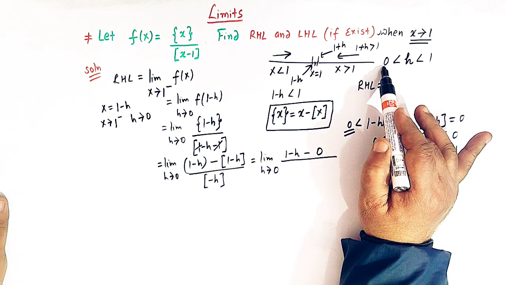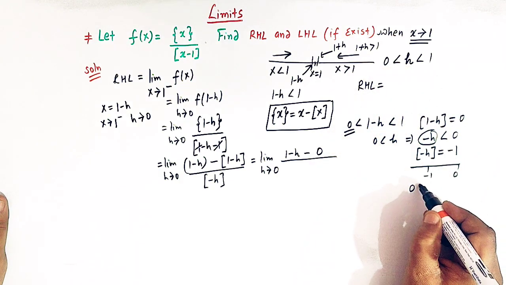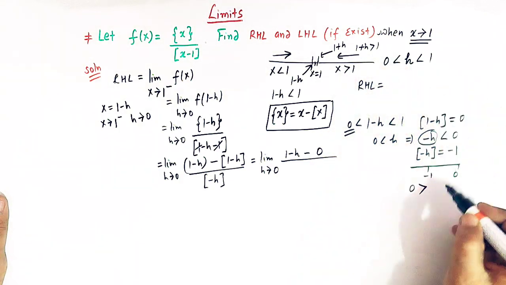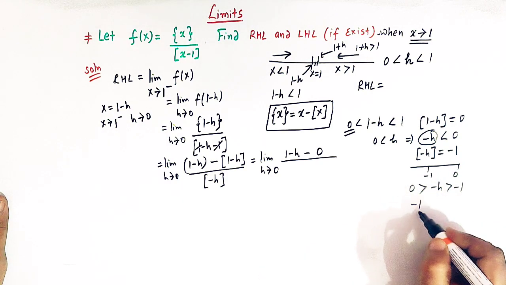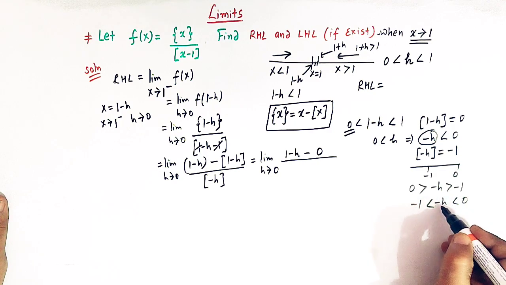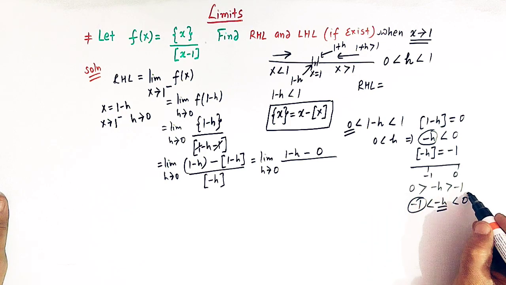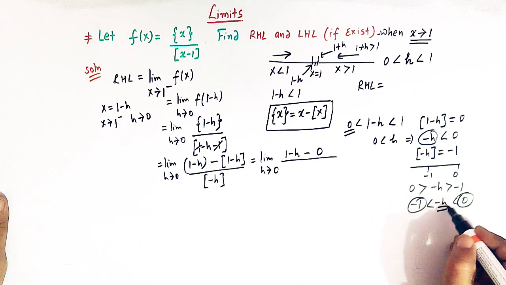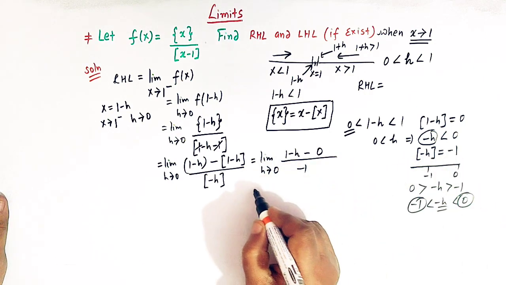So if we multiply throughout by minus 1, the direction of the inequality gets reversed. So we have minus h, here we have minus 1. So we can rewrite it as minus 1 less than minus h less than 0. So this minus h lies between minus 1 and 0. So the greatest integer of minus h is minus 1. So here we have minus 1.